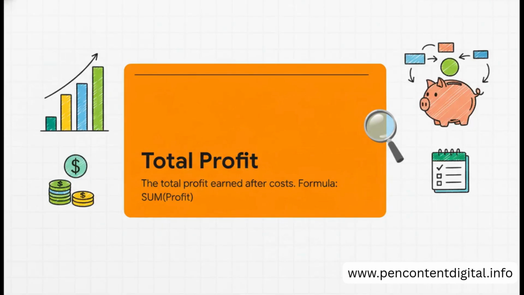But sales are only half the story, right? A business can have massive sales and still totally fail if it isn't profitable. That's why we also have to know our total profit, the money that's actually left over after all the costs. It's calculated just as easily, the sum of the profit column. Tracking this right alongside sales is absolutely critical.